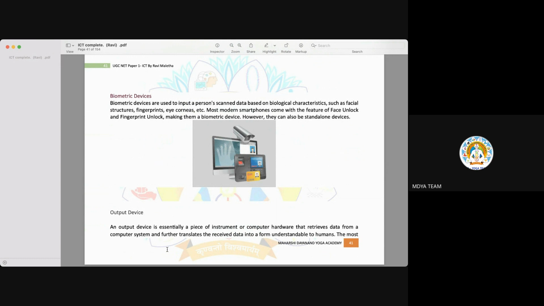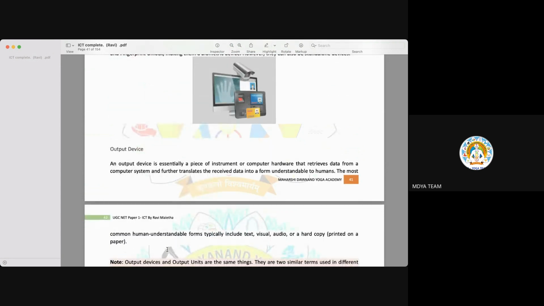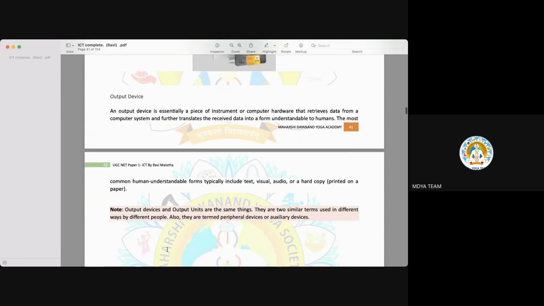So all these are forms of input devices. You must know all those devices, because sometimes in an examination they will give the names of some devices, and they may ask whether they are input devices or output devices, and how many of them are output devices or input devices.